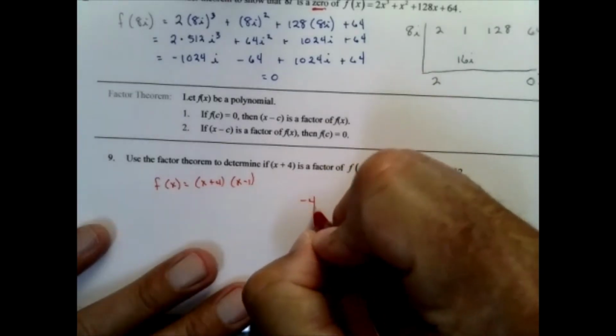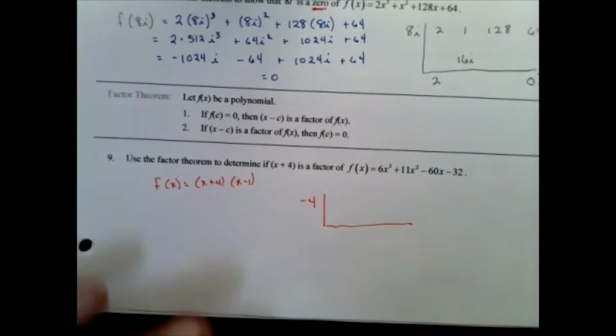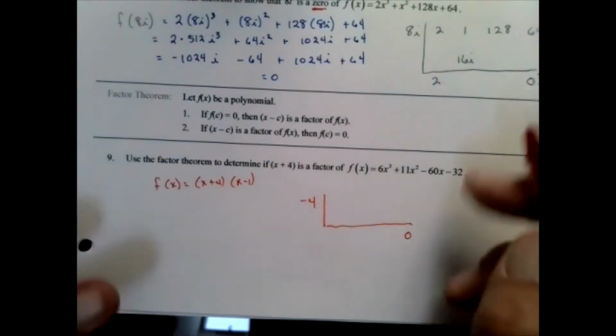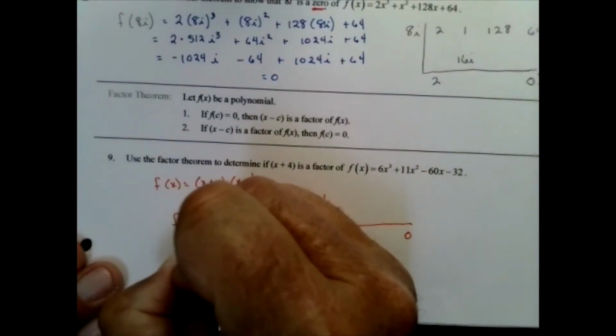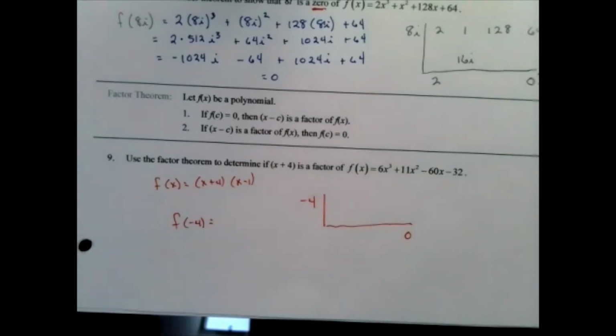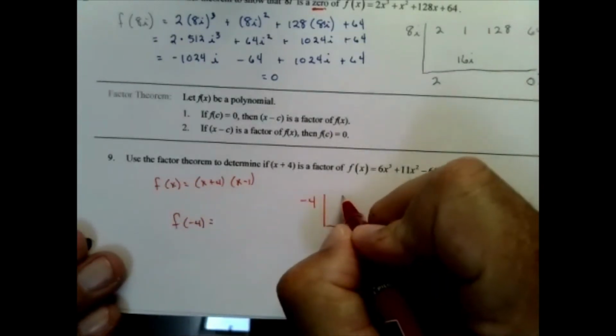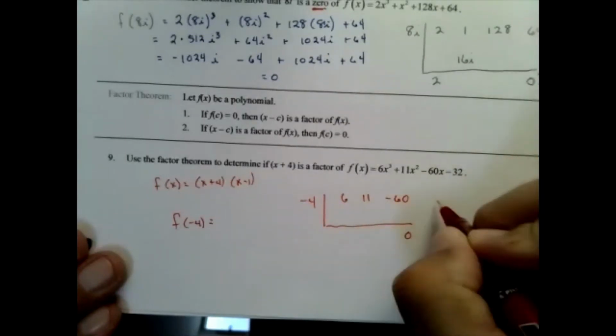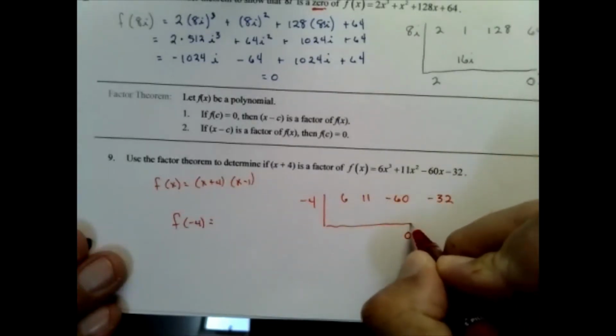If the c is -4, and I want to find out if it's going to divide evenly, my remainder over here is going to be 0. Or if I wanted to plug in f of -4, I could. So 2 ways of doing the same thing. This is going to be a factor. Now, I prefer this way, especially when we get into cubes. So I'm going to go back to my synthetic division of 6, 11, -60, and -32.